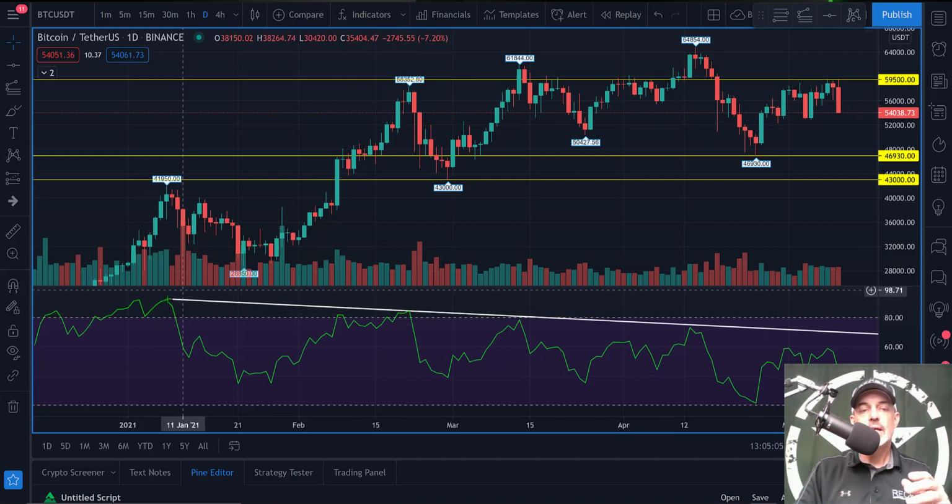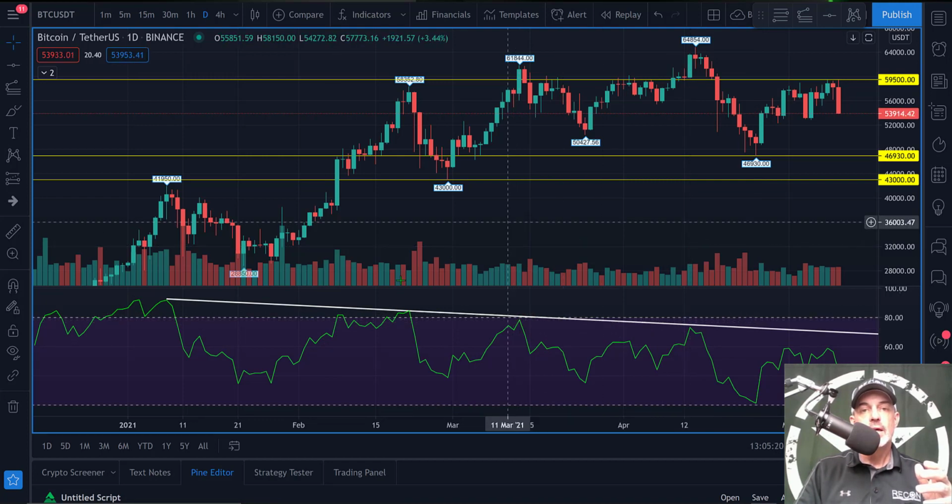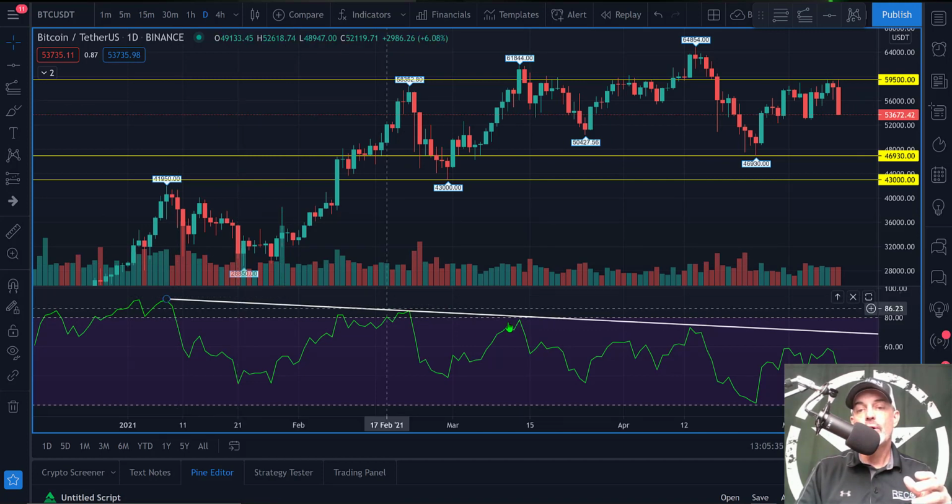But the RSI is actually setting up with what is known as bearish divergence, as each time a new high is set, the RSI level is lower than the previous all-time high, and that's what we're seeing, this bearish divergence continuing for quite a while now. And as I speak, Bitcoin is rejecting once again from that 59.5 level.